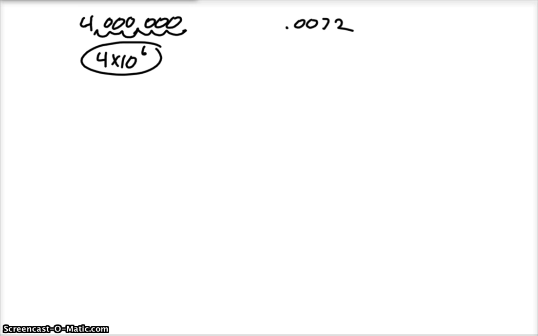Alright, now what if we have a small number, say like 0.0072? Well, we do the same thing. We got to move our decimal so that we just have one whole number. So I'm going to go 1, 2, 3. Alright, so I'm going to have 7.2 times 10 to the 3rd power. Oh, negative 3rd. Got to have that negative symbol so that we know that we are working with smaller numbers.